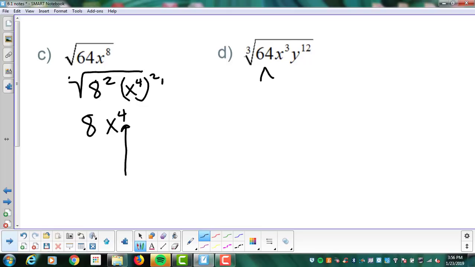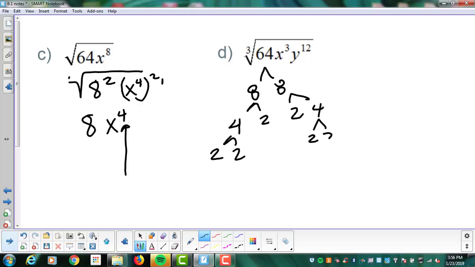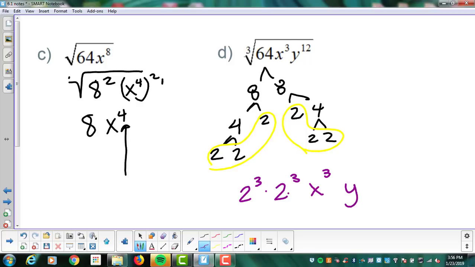On D, I'm looking for a cube root. So if I do a factor tree, looking for groups of 3, so there's a group of 3, there's a group of 3. So I'm going to have one from each group, or I can rewrite that a couple different ways. Let's see, that's 8, and that's 8. Oh no, that's not helpful. I'm just going to keep it like that. 2 to the 3rd, 2 to the 3rd, x to the 3rd, and y to the 4th to the 3rd.